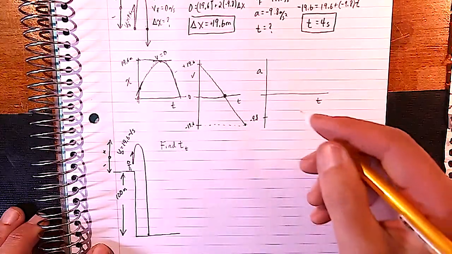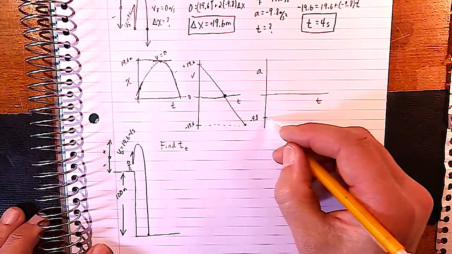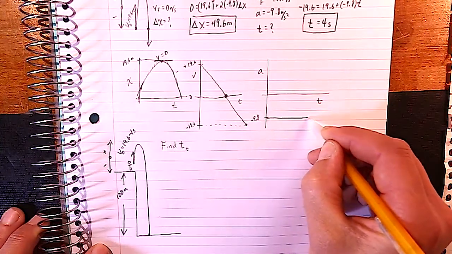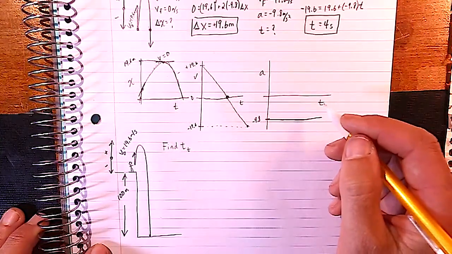And the acceleration, we know, is downwards the entire time. So that's a constant 9.8 meters per second squared.